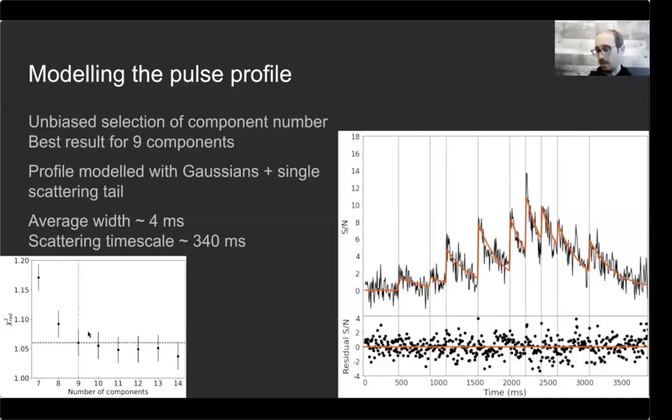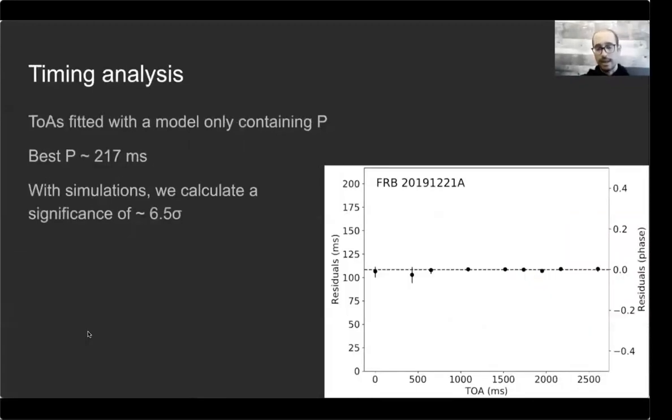Even though this modeling of the pulse profile is quite simplistic, we find a value for the scattering timescale of 340 milliseconds, which is of course very high and needs to be explained. But most important, this analysis gave us the time of arrival of each component, which we could then fit with a timing model. And in particular, we only fitted for a period. So we didn't use any period derivative or similar. And as you can see in the residuals plotted on the right, this fit was very good.